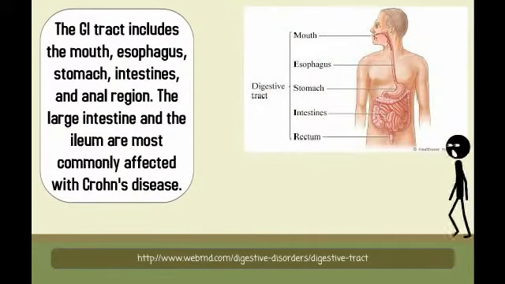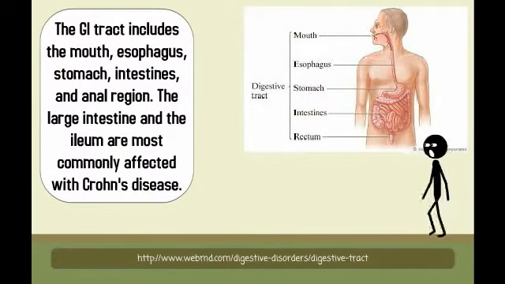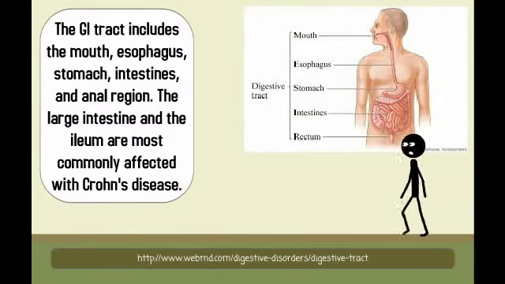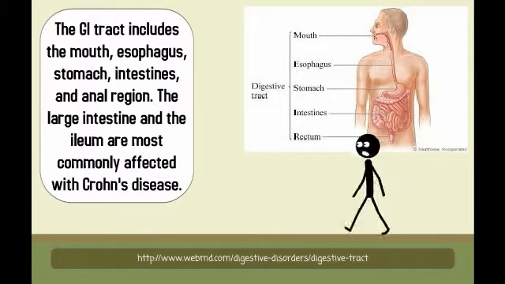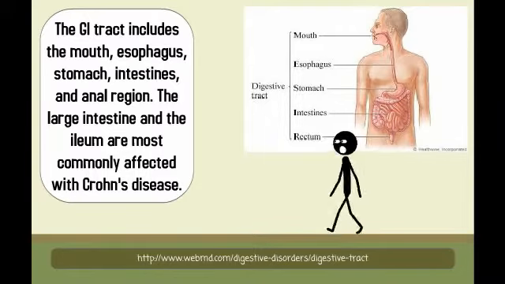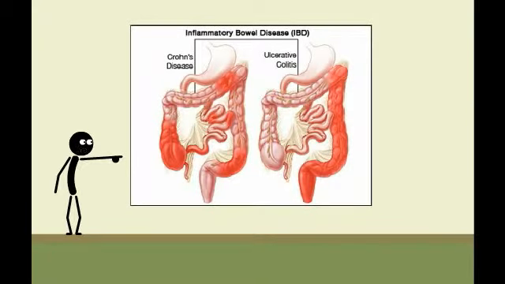Crohn's disease is in a group of conditions known as inflammatory bowel diseases, or IBD. This disease is a chronic inflammatory disease of the gastrointestinal tract, or GI tract. Crohn's disease can affect any part of the GI tract, from the mouth to the anus.